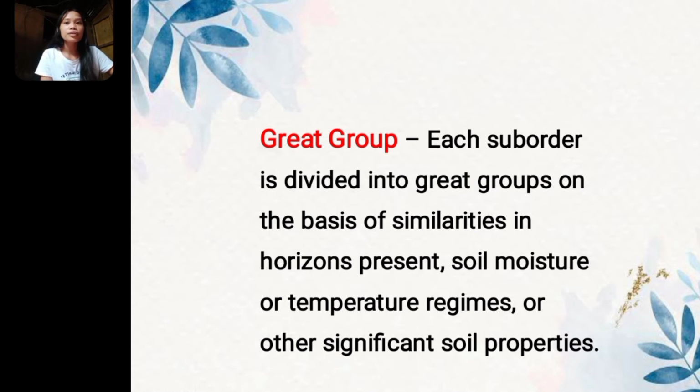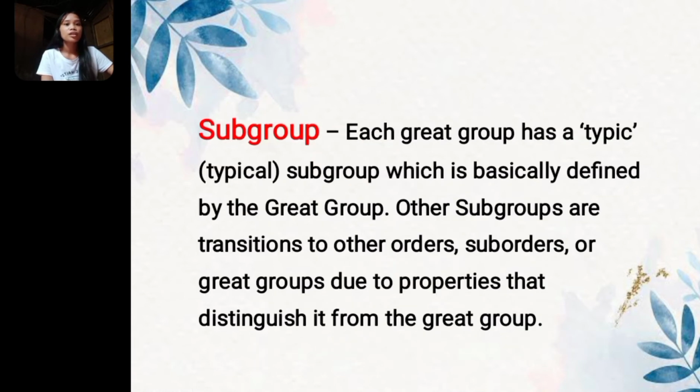While the soil moisture is the water stored in the soil and is affected by precipitation, temperature, soil characteristics, and more. While the temperature regimes, these regimes greatly affect the use and management of soils, particularly for the selection of adapted plants. While the subgroup, each great group has a typic or typical subgroup which is basically defined by the great group.